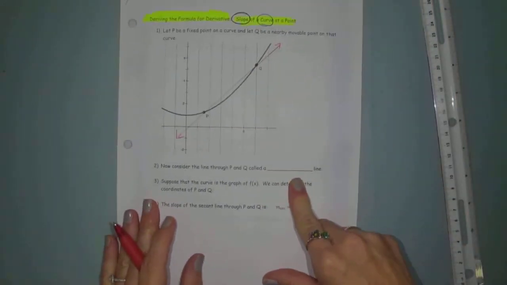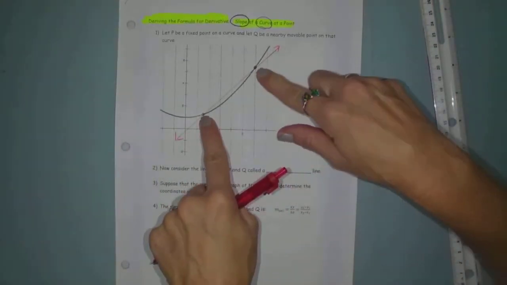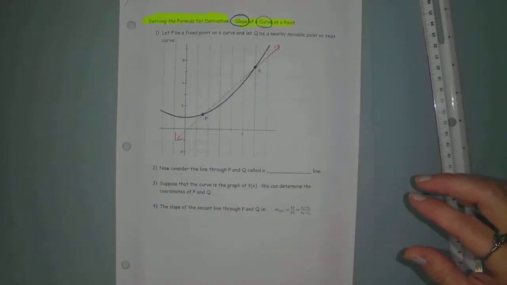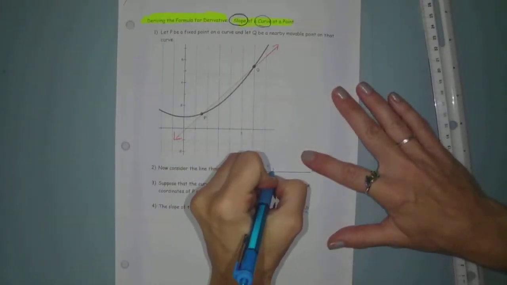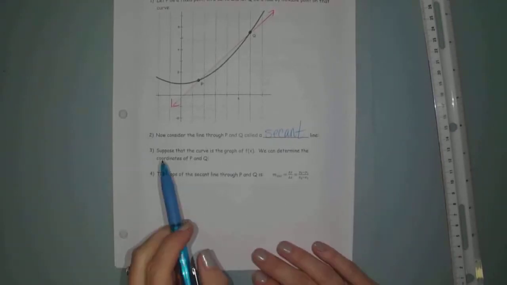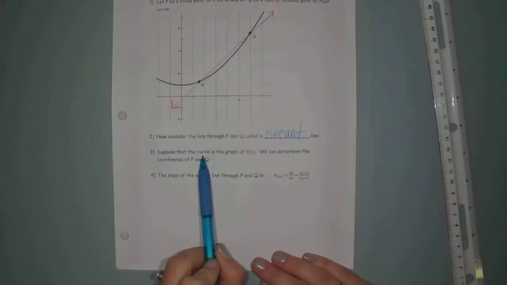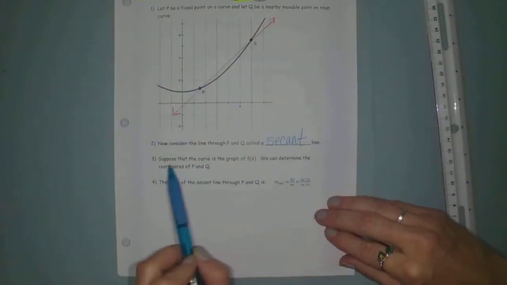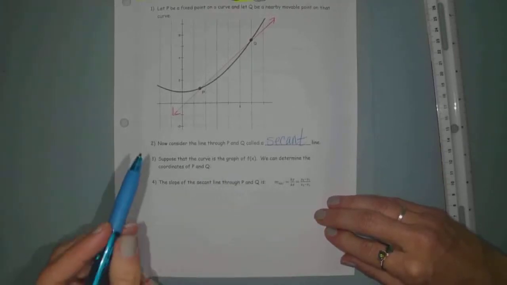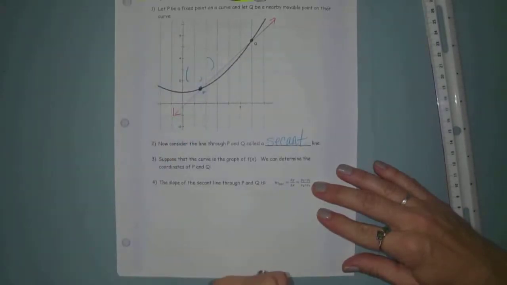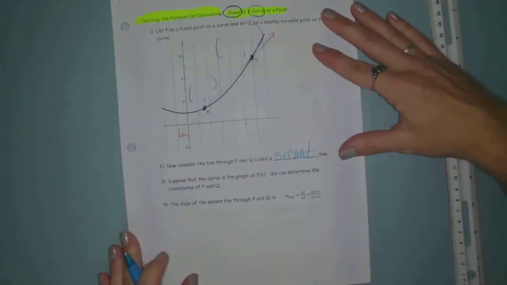And what is that line called? Well, do you see how it's hitting the curve twice? That's going to be a secant line. I'm actually going to switch colors here. Secant line. So you can go ahead and fill that in. Secant line. Okay. Now number 3 says, suppose that the curve is the graph of f of x. Okay, graph of f of x. We can determine the coordinates of P and Q. So we're going to go ahead and give P some coordinates, and we're also going to go up here and give Q its own little set of coordinates.